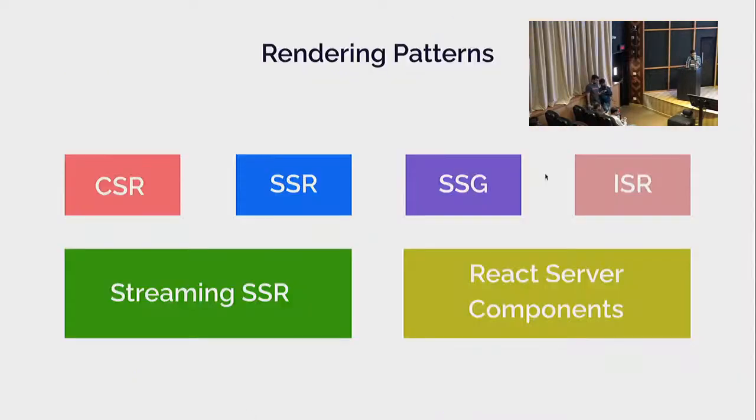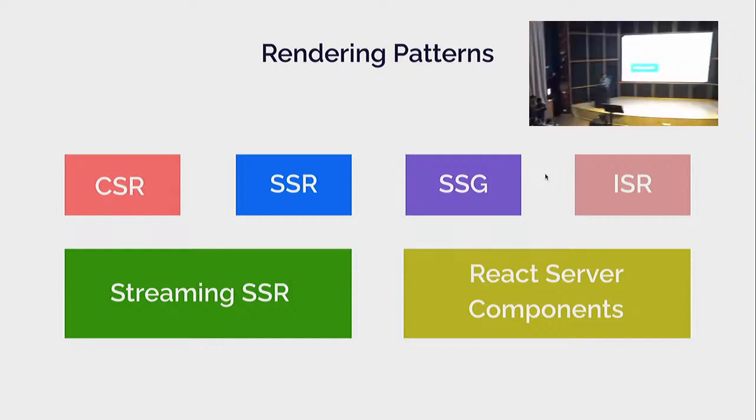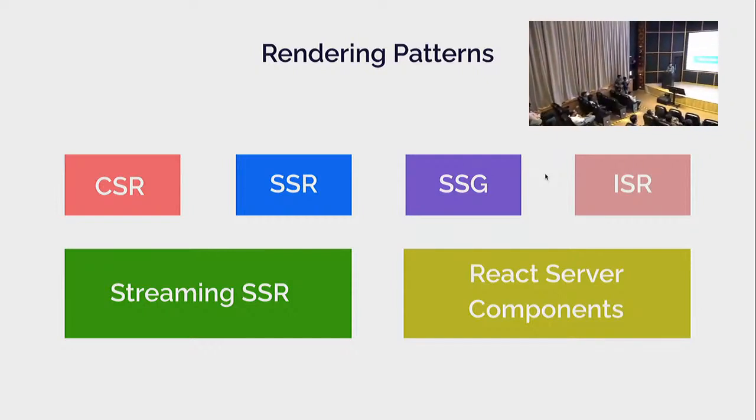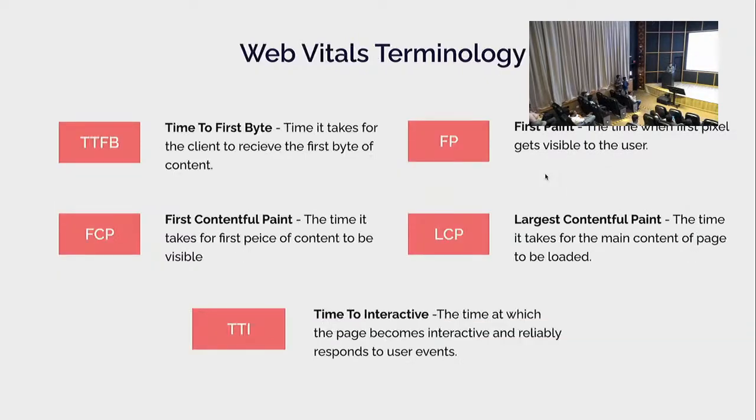Right now, the way we mainly render React apps is via client-side rendering, server-side rendering, and other meta frameworks like Next.js, which offers static site generation and incremental static regeneration. These are the main rendering techniques that we use right now, and we'll look into all of these. Then we'll also look into the patterns of the future, which are streaming server-side rendering and React server components.